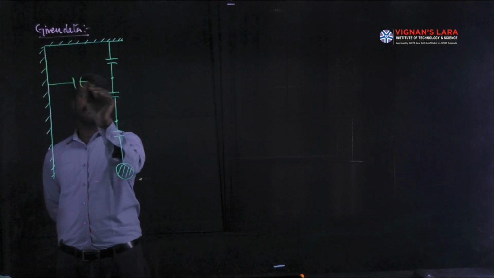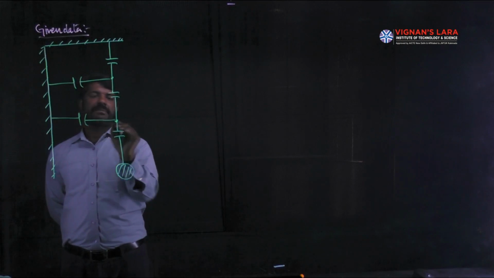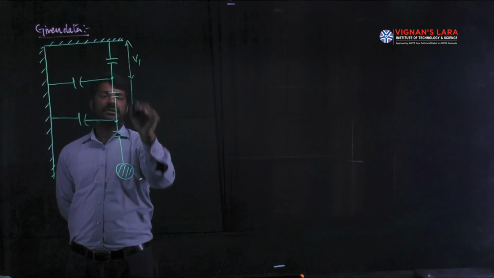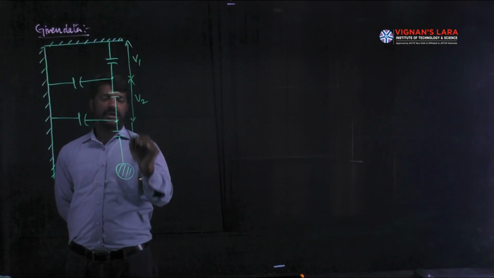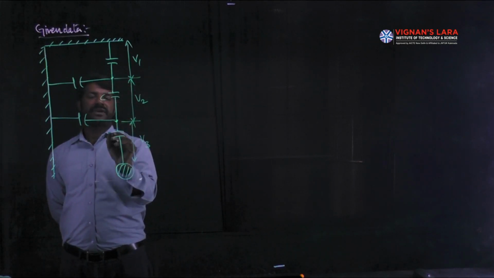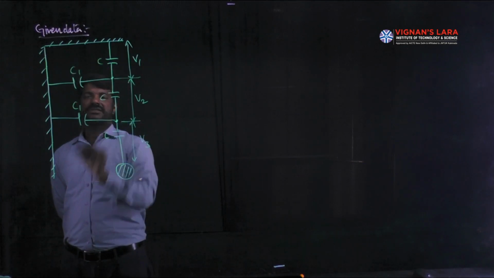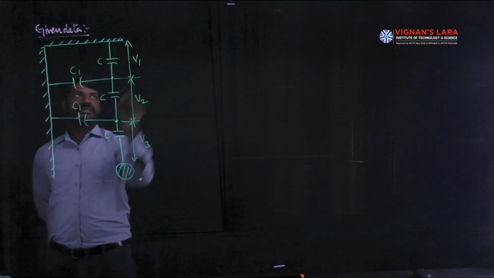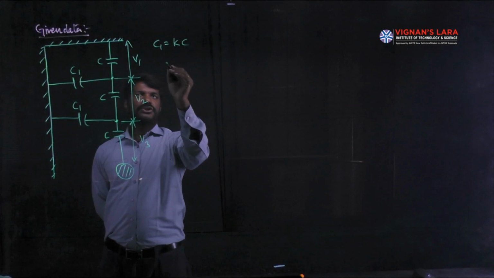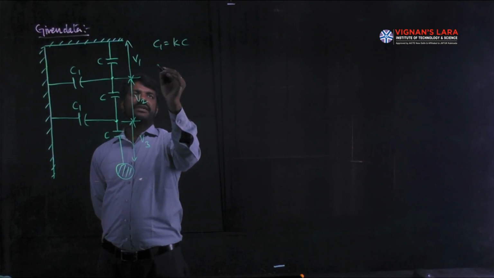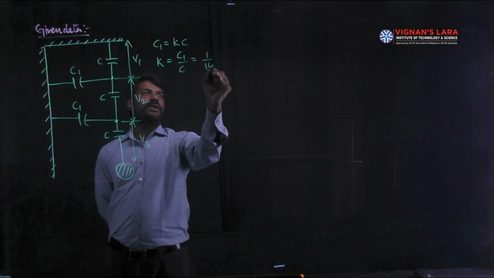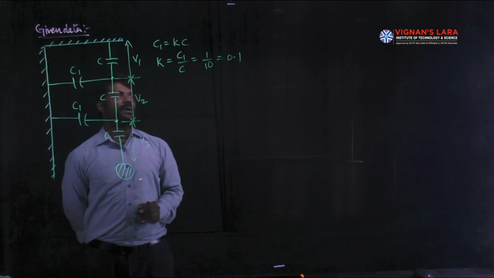So these are the stray capacitances. Two stray capacitances can be observed, and the voltage across the first unit is identified as V1, across the second unit V2, and across the third unit V3. These are self capacitances C. These are stray capacitances C1, and we know the relation C1 is equal to K into C. Therefore, K is equal to C1 by C, which is equal to 1 by 10.